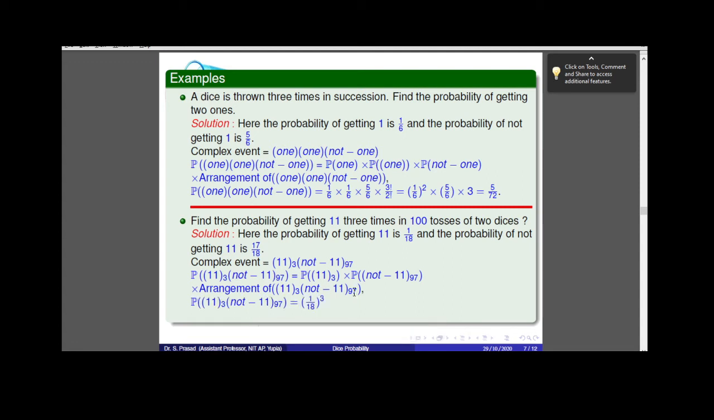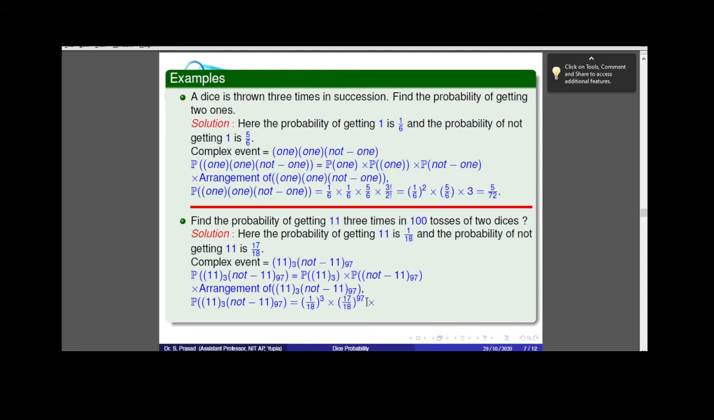Now the probability of 11 is 1 by 18, but 11 occurs 3 times, that's why we write (1 by 18) to the power 3, into the probability of not 11, which is 17 by 18, but not 11 occurs 97 times, so we write (17 by 18) to the power 97.